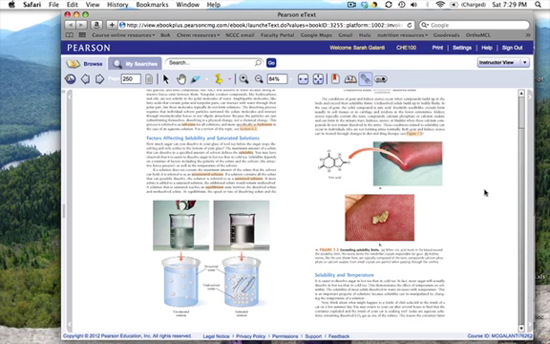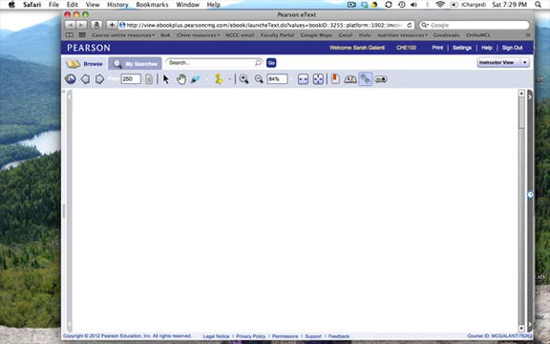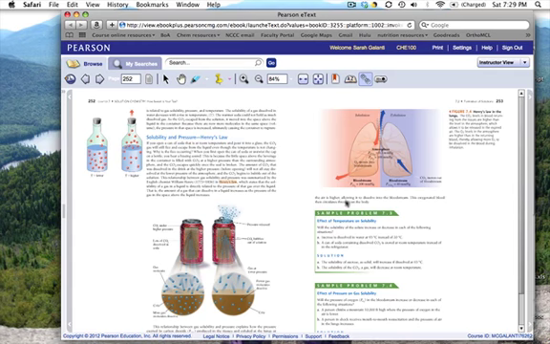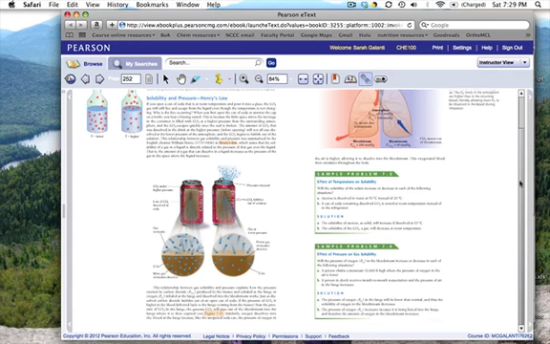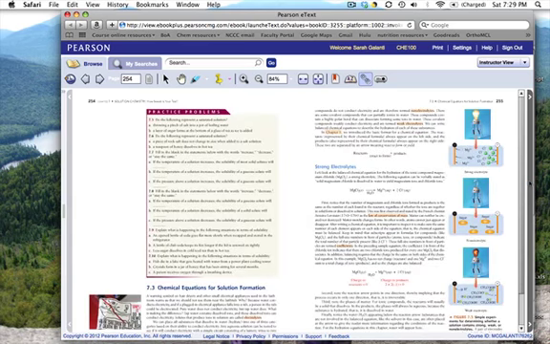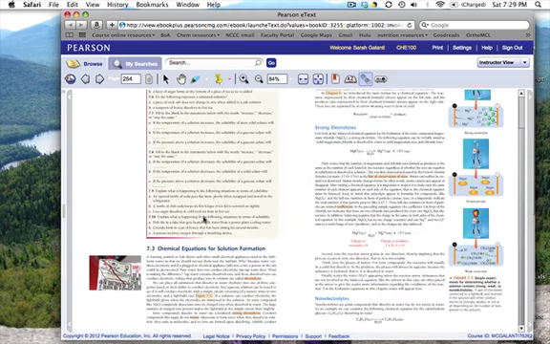7.2, formation of solutions, solubility and temperature, solubility and pressure. I have no questions on this section, on 7.2. No questions about that stuff.